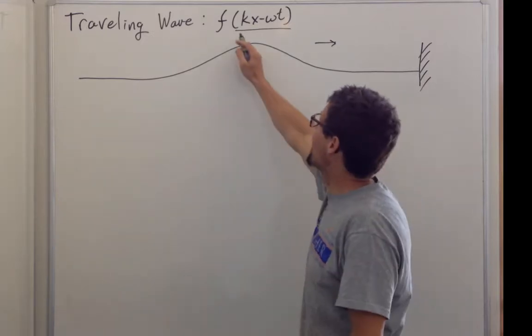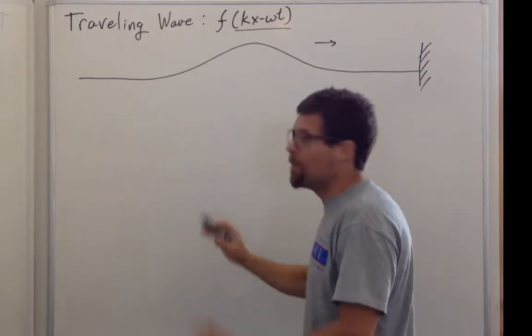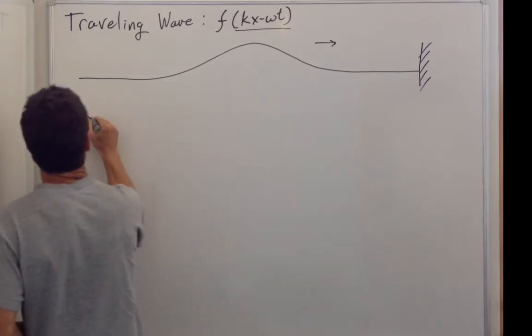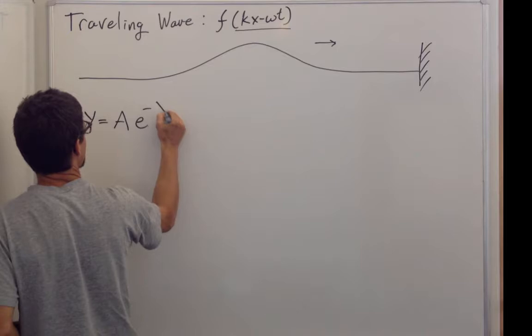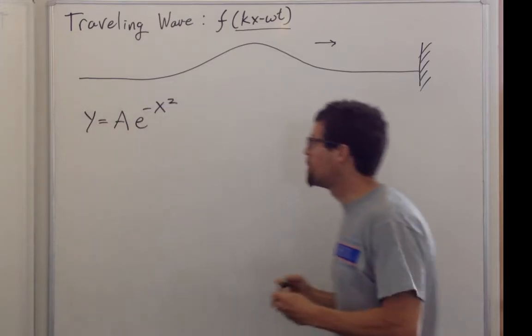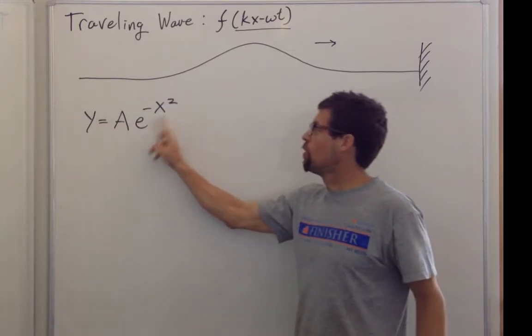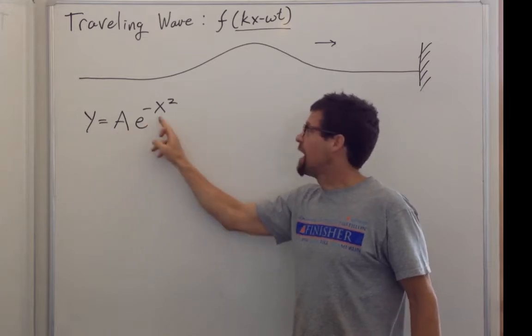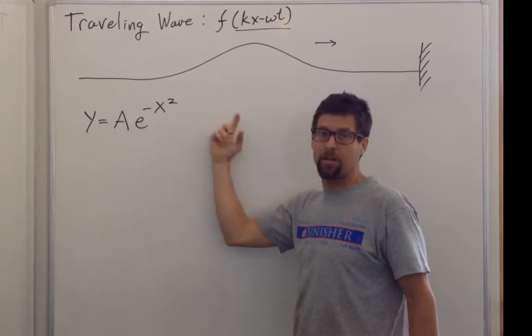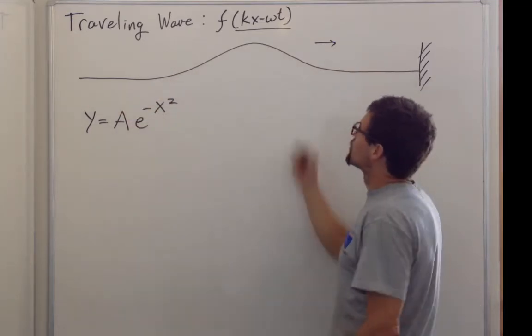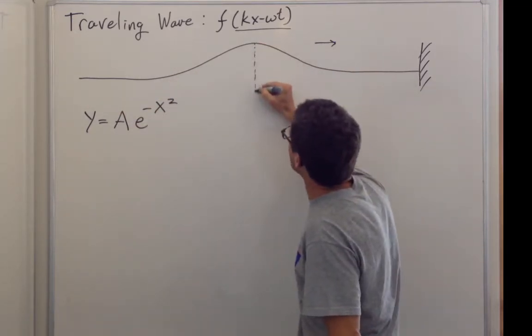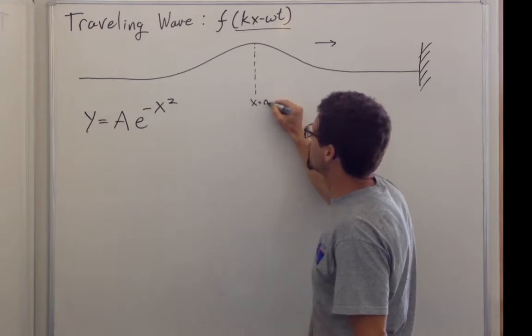Let's take a look at why this should be the solution. Imagine a simple function like y is equal to some amplitude A e to the negative x squared. A simple Gaussian. At x equals 0, the amplitude is A. As x gets bigger in either direction, positive or negative, it drops off exponentially. And so I have something that would look like this if this was x equals 0.